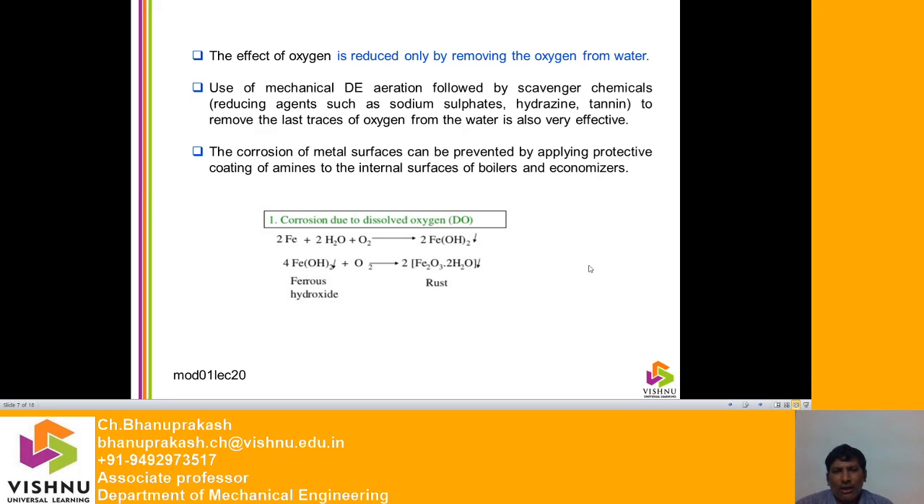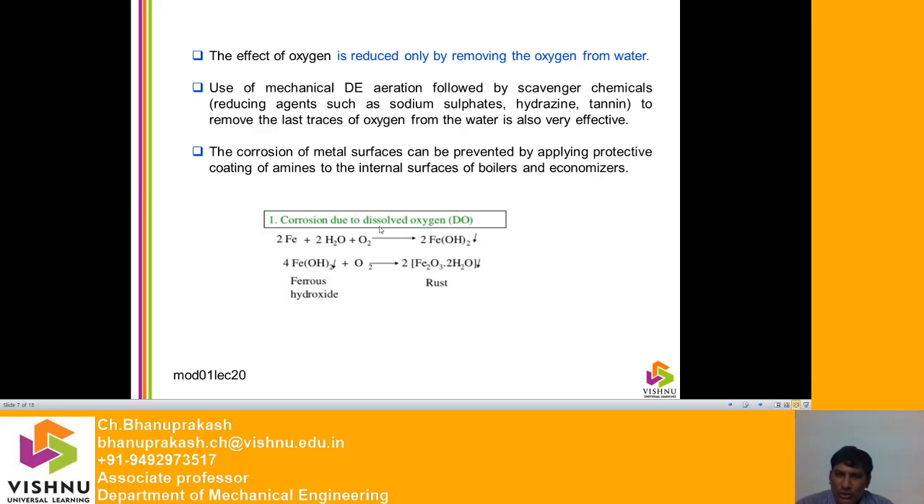Corrosion of the metal surface can also be prevented by applying a protective coating of amines to the internal surface of the boilers and economizers. This is another way to reduce the formation of corrosion.